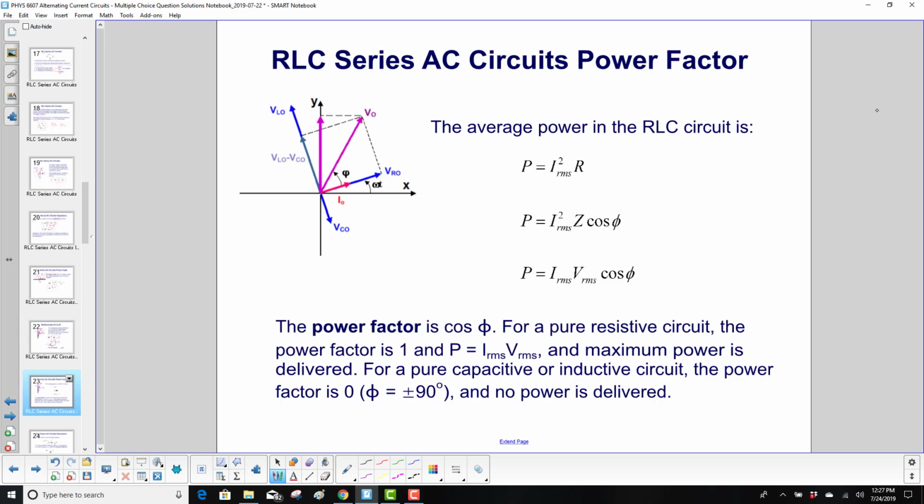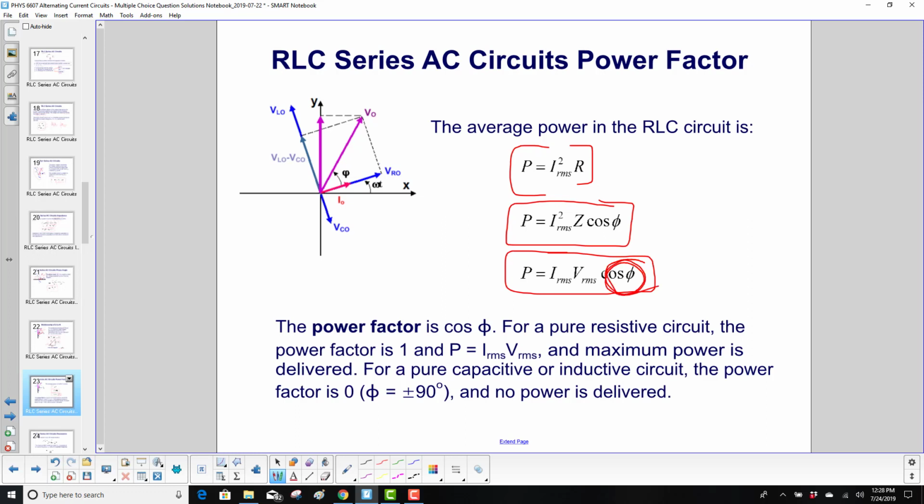The average power in the RLC circuit will be I squared RMS times R. But what is our resistance here? It's not just due to the resistor, it's due to the impedance. So we replace R with Z cosine phi from the previous slide, and we now have power is equal to I RMS V RMS times cosine phi. Cosine phi is the power factor.